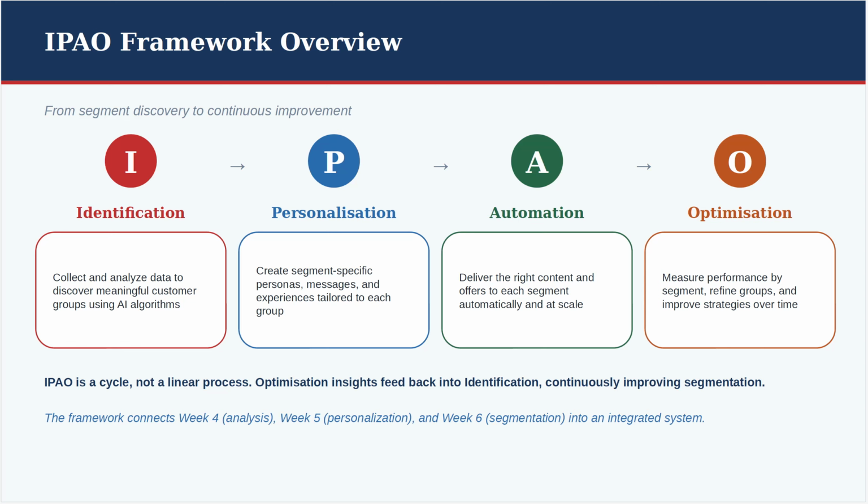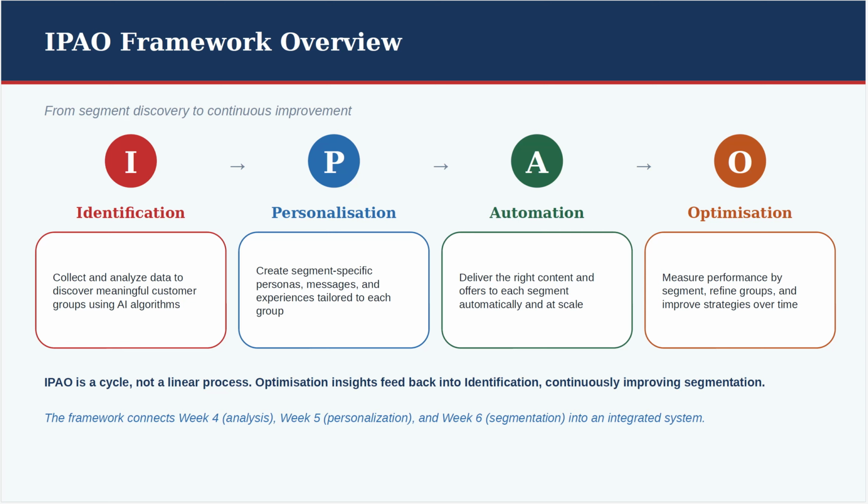Automation is you deliver the right content and offer to each segment automatically. And then optimization is you measure the performance of your strategy and you refine it. So the questions answered are: how many segments exist? What characterizes each segment? How large is each segment? What's the value of each segment?